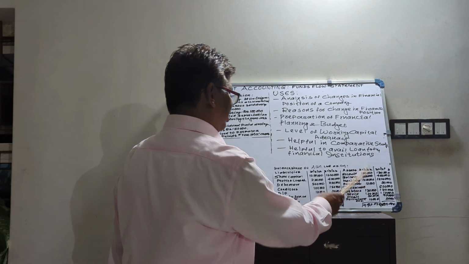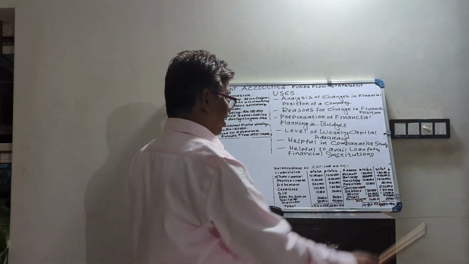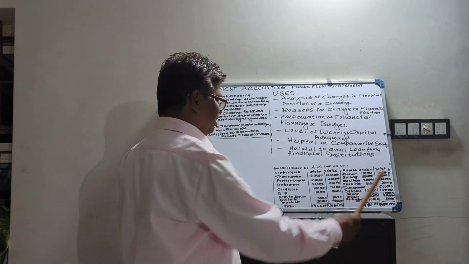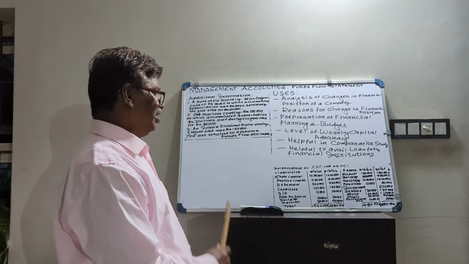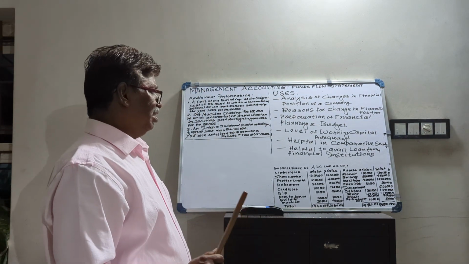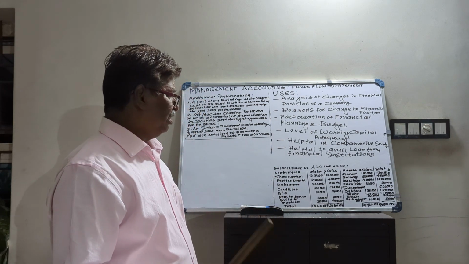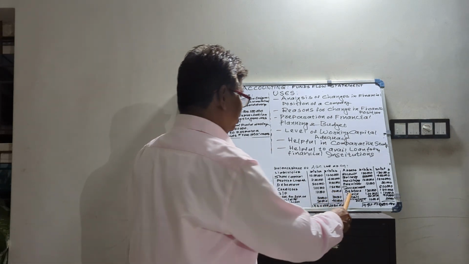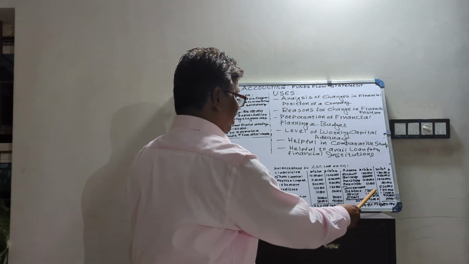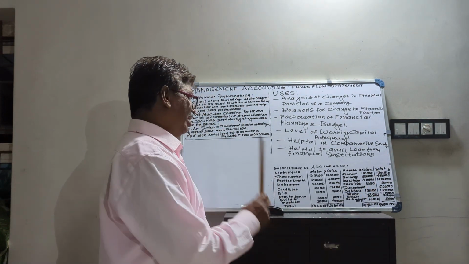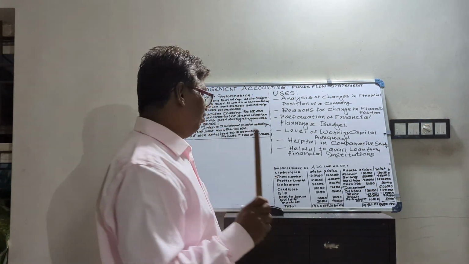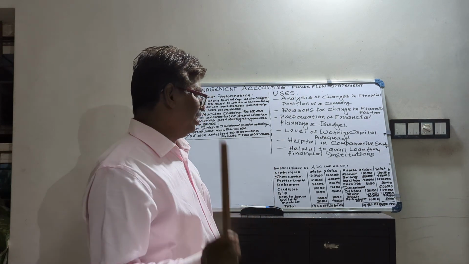Then debtors 1 lakh 30,000. At the end it is 1 lakh 20,000. That is 10,000 decrease in debtors. Decrease in debtors means decrease in working capital. That means decrease in current asset means decrease in working capital. Similarly, stock 1 lakh 20,000. At the end it is 1 lakh 10,000. So there is decrease in stock to the extent of 10,000. That is decrease in working capital.